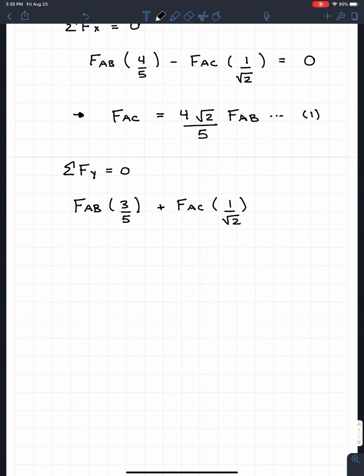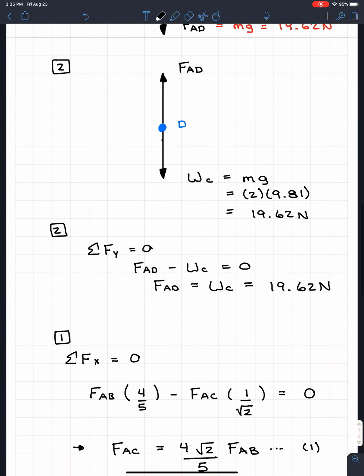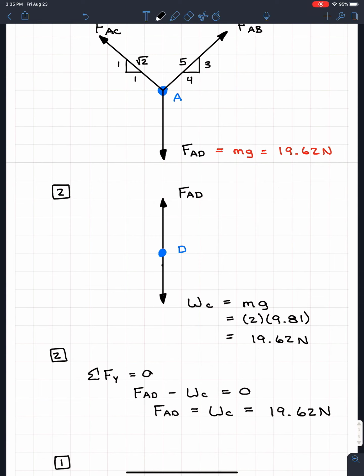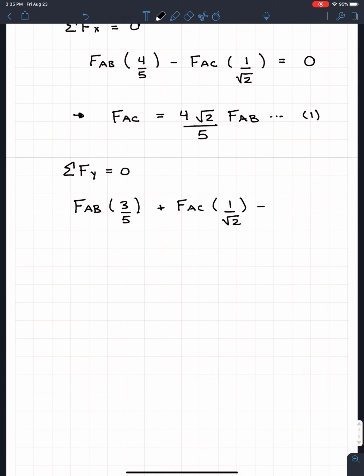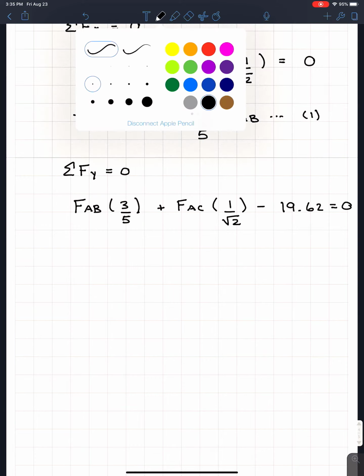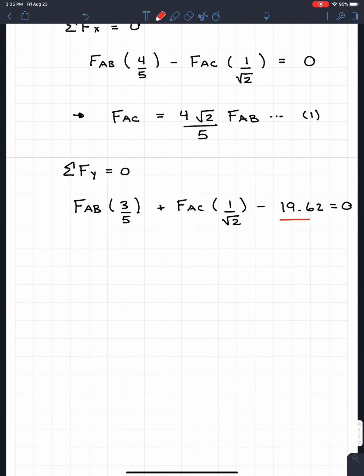And then we have minus. So if we look at the minus sign, we have the FAD going negatively because it's going downwards. And it's just FAD. All of FAD is in its y component, so we're just going to go minus 19.62 is equal to 0. So again, if you guys are wondering where this came from, this right here, this is FAD.